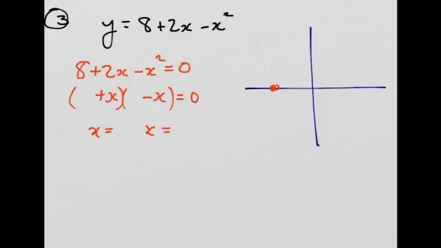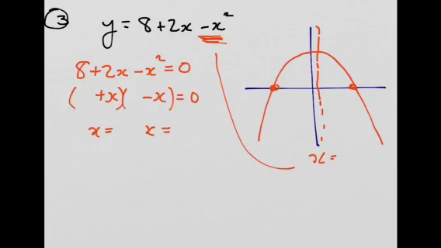Plot them on your graph. You know that it's a negative x squared, so you know it's going to be one of these ones this time. Okay, find your line of symmetry. Draw your line of symmetry in. Work out the x value. Substitute that back into your equation, and that will give you the value for the maximum turning point.